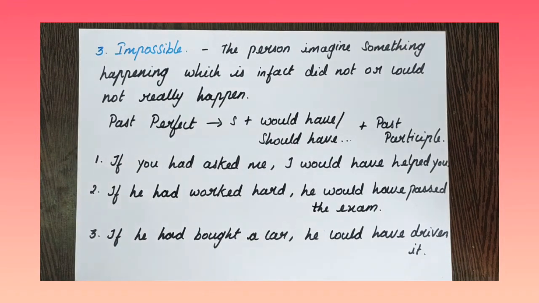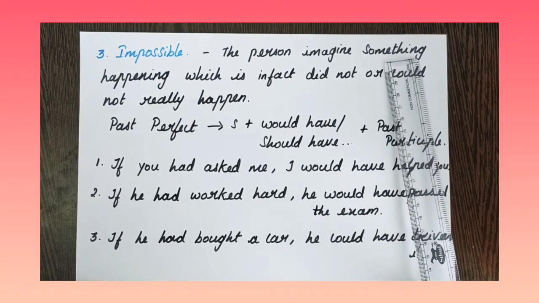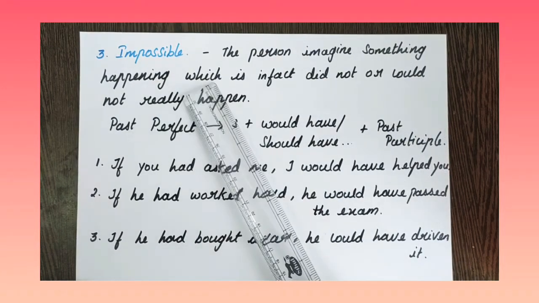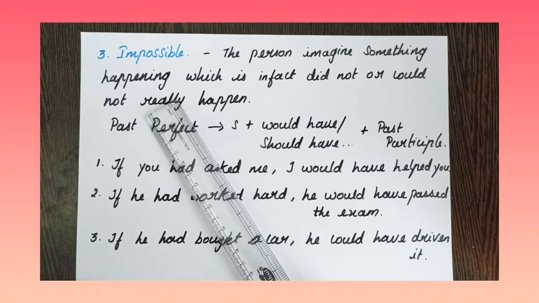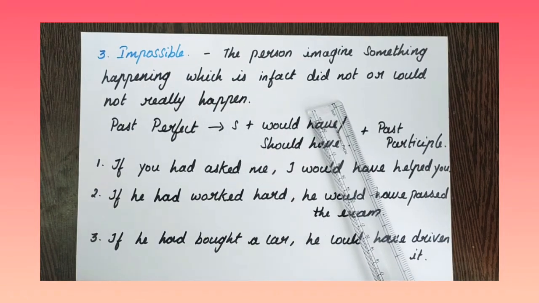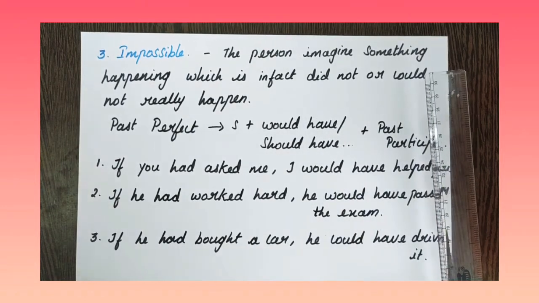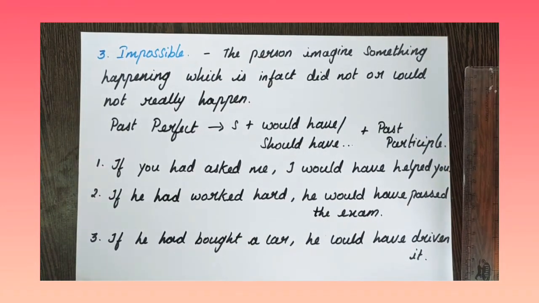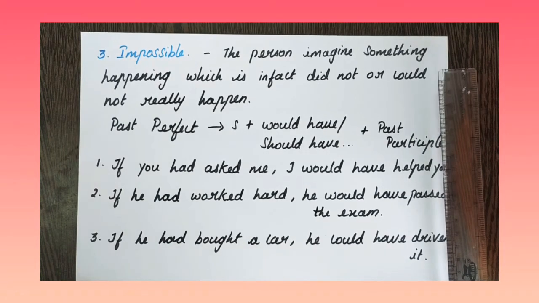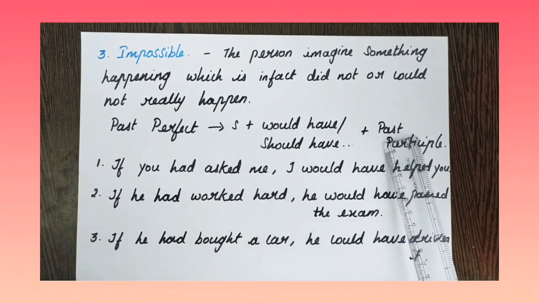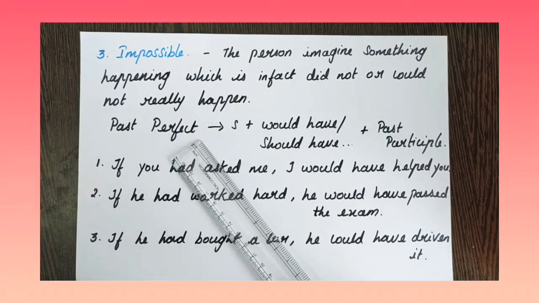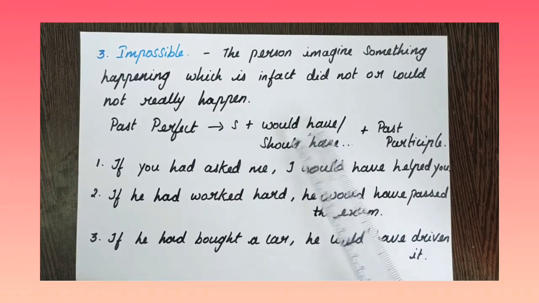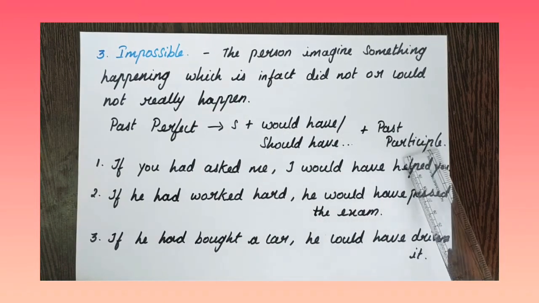Next we can see the impossible condition. See the explanation: the person imagines something happening which in fact did not or could not really happen. That is a mere imagination only. It's not going to happen at all. If it is like this, you have to change the sentence in the if clause using this rule: past perfect. If it is an impossible condition, it will be in past perfect tense. So, subject would have, should have plus the past participle of the main verb.